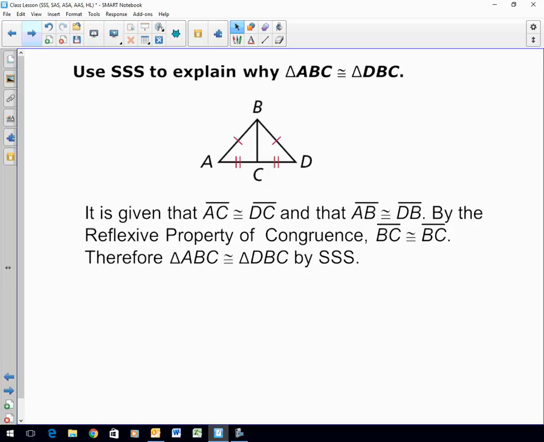I got 2 sides. How many more do I need? Just one more side. Cameron, do I have it? Very good. Do I have BC is congruent to itself? And what do we call that property? The reflexive property tells me that BC is congruent to itself, which helps you out. Come over here to BC. Draw yourself 3 different tick marks. And then I've got 1, 2, 3 sides of one triangle congruent to 3 sides of another. Okay?